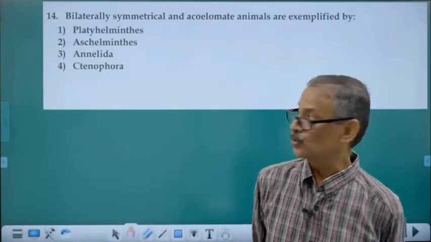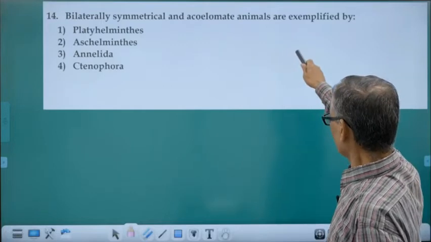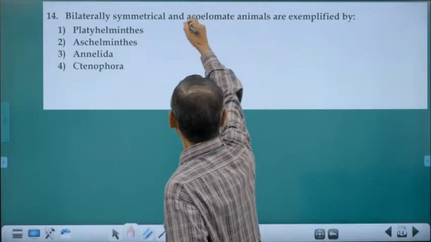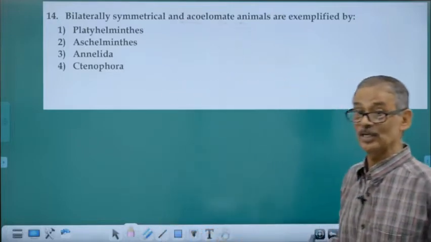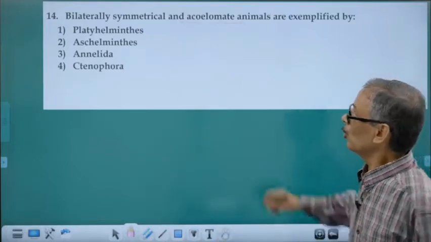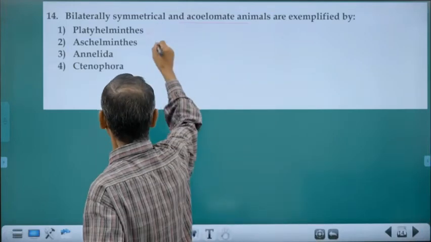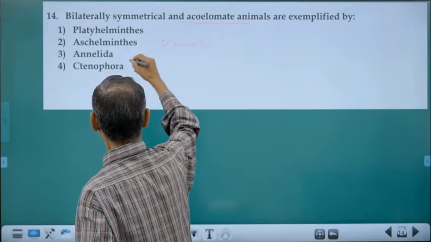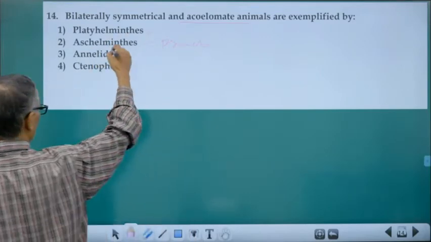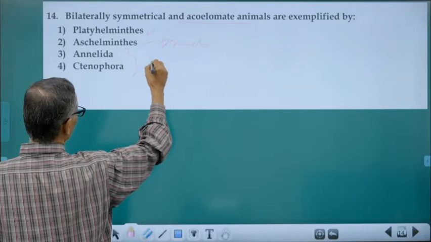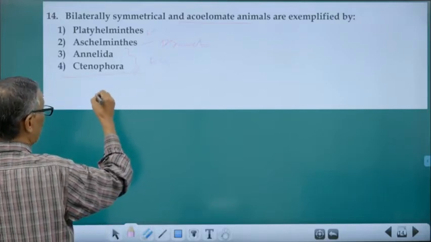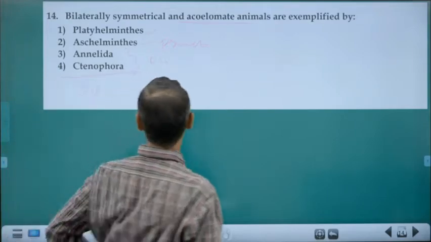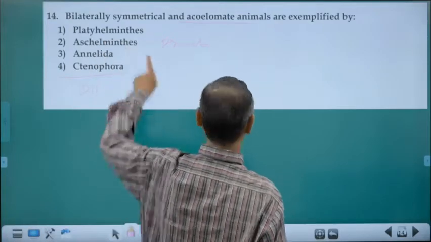Okay. Next question. Bilaterally symmetrical and acoelomate animals are exemplified by. We are having only one phylum, acoelomate, Platyhelminthes. In Aschelminthes, it is pseudocoelomate. Annelida is triploblastic and eucoelomate, whereas Ctenophora is diploblastic and acoelomate. Okay. So the correct answer is Platyhelminthes.